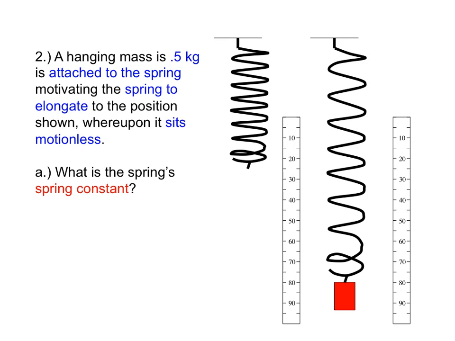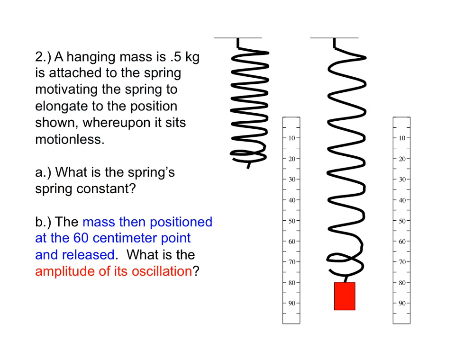Question number 2, you've got a spring that's hanging. Again, it can be compressed or elongated. You attach a mass to it, and you slowly allow the mass to elongate down to this position here. The mass is a ½ kilogram. Once it gets to here, it just sits. You want to know what the spring constant is. Once you get done with part A, you take the mass and you push it up to the 60 centimeter mark and release it so that it begins to oscillate up and down. What's the amplitude of the oscillation?